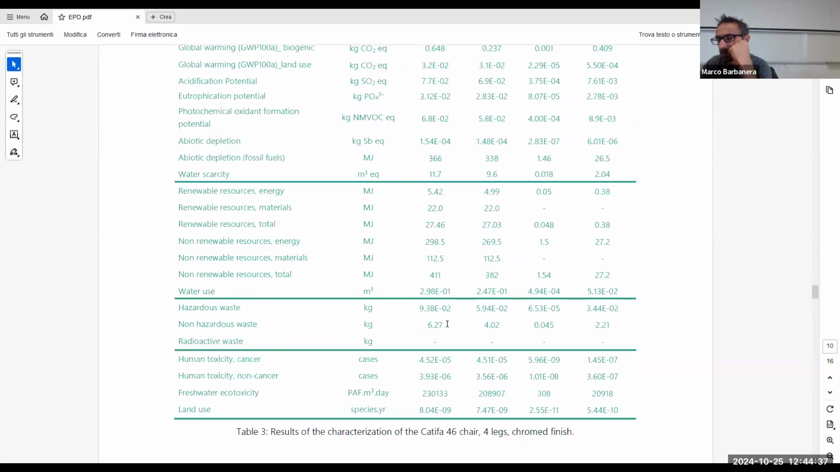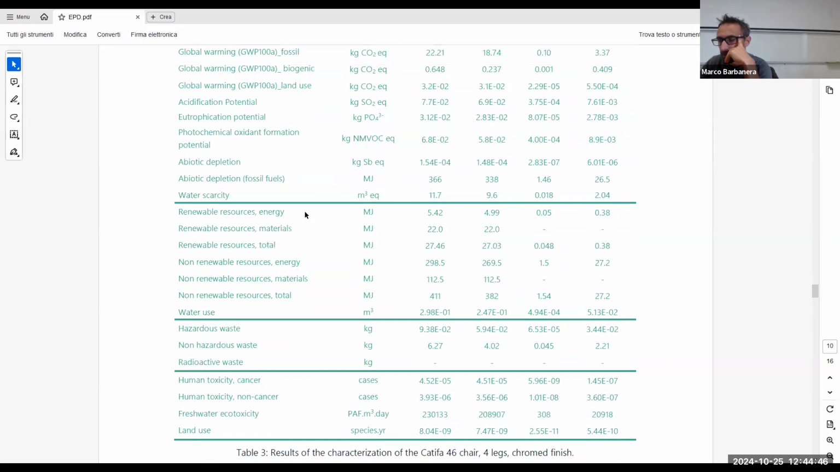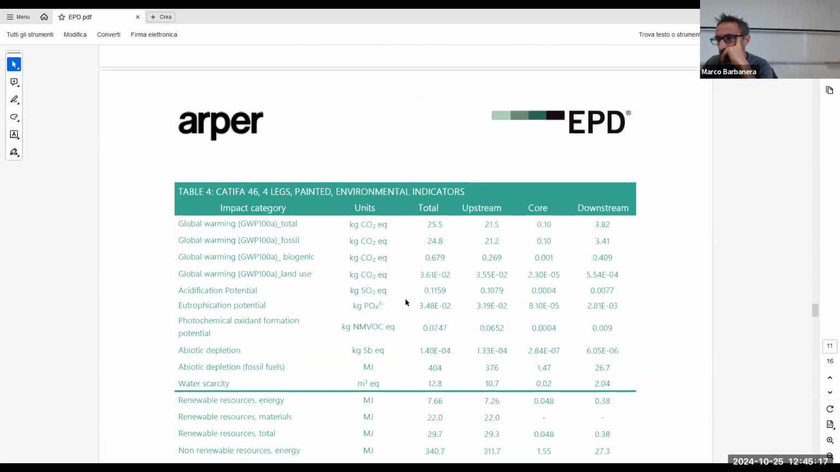Then typically the environmental product declaration requires reporting other information about the environmental profile of the product. For example, the amount of renewable and non-renewable resources consumed during the life cycle of the product, the water use, the production of different kinds of wastes. So it's required to report other additional information about the environmental performance of the product.